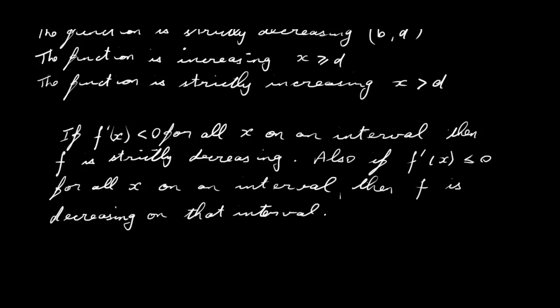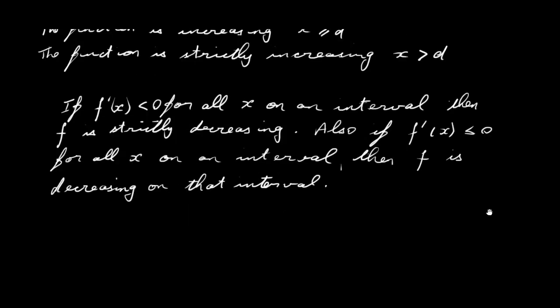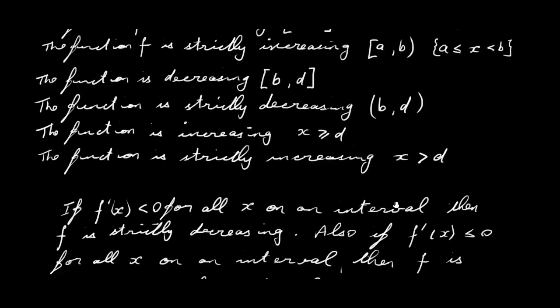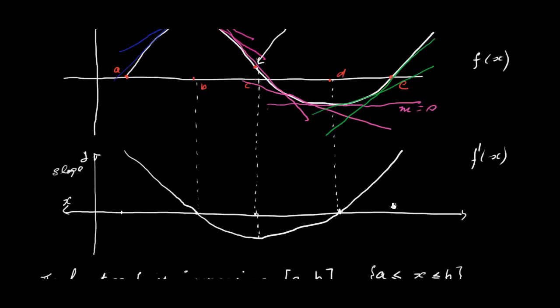And similarly, if f prime x was greater than 0 for all x on a particular interval, then f would be strictly increasing. And similarly, if f prime x was greater than or equal to 0 for all x on that interval, then f would be increasing on that interval. So that's really it for increasing and decreasing functions.